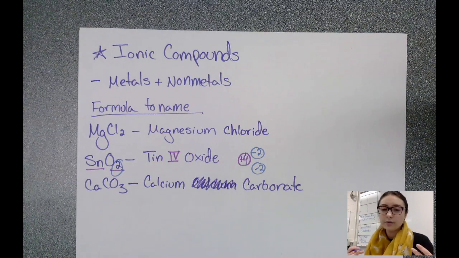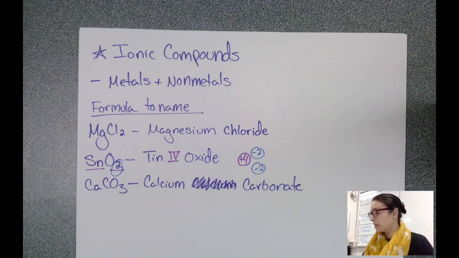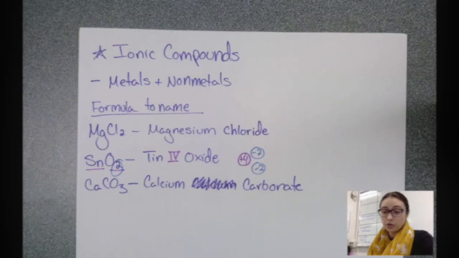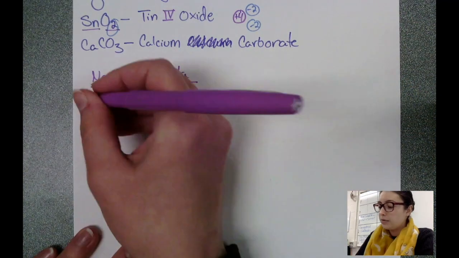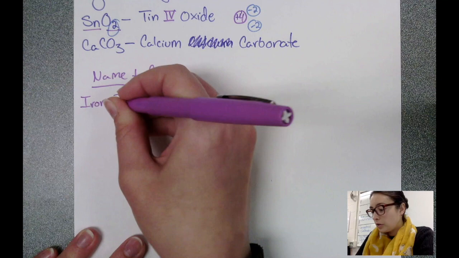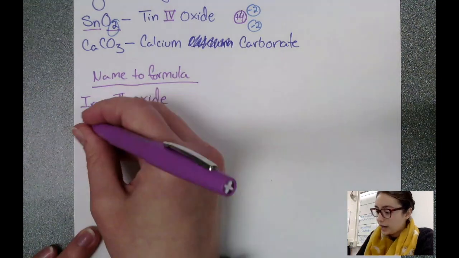So going from formula to name is pretty easy. However, what you're going to probably have to do most of the time when you're writing chemical equations is the opposite, which is a little bit trickier. So let's look at what we've got to do to go from name to formula. So let's start out with some examples. Let's say we've got iron(III) oxide.